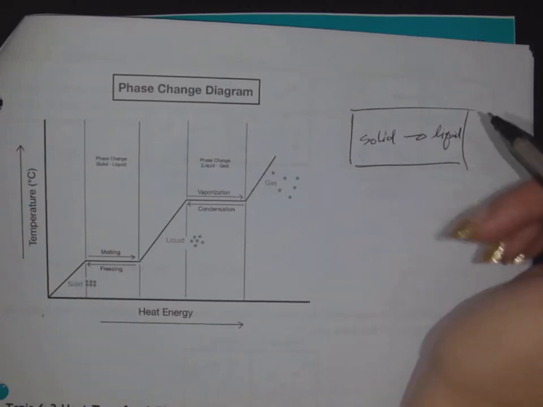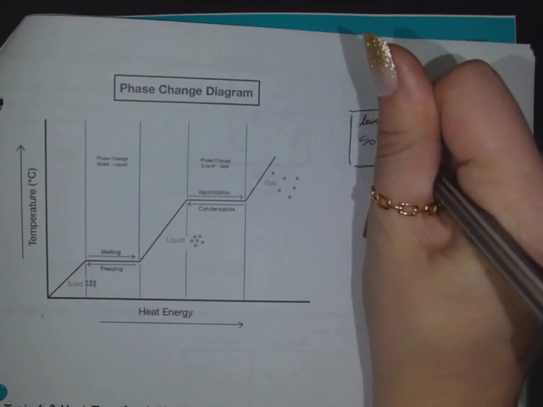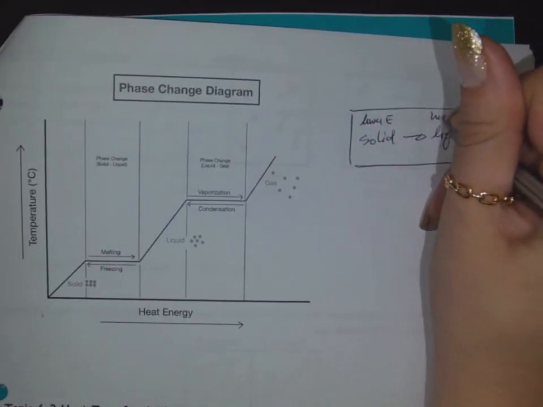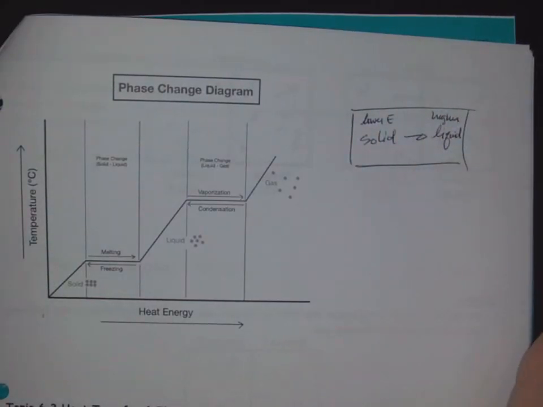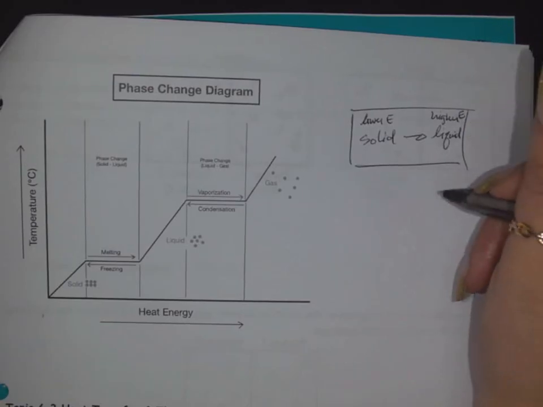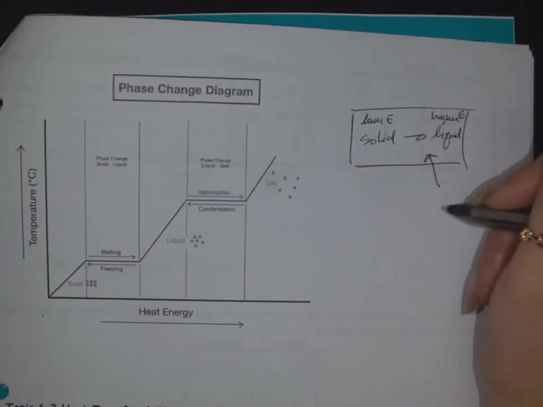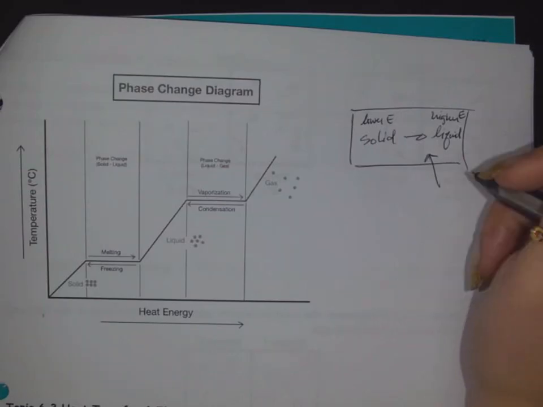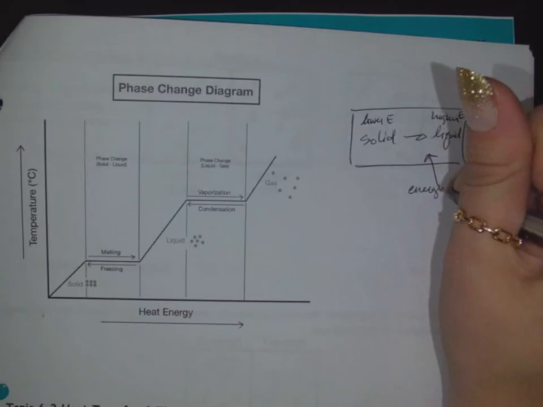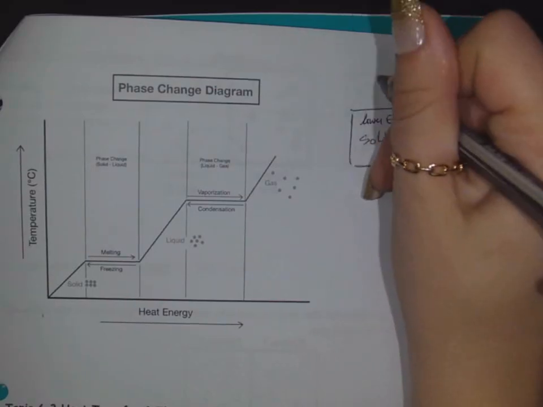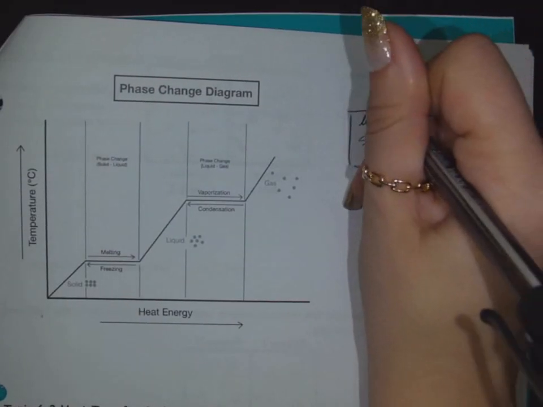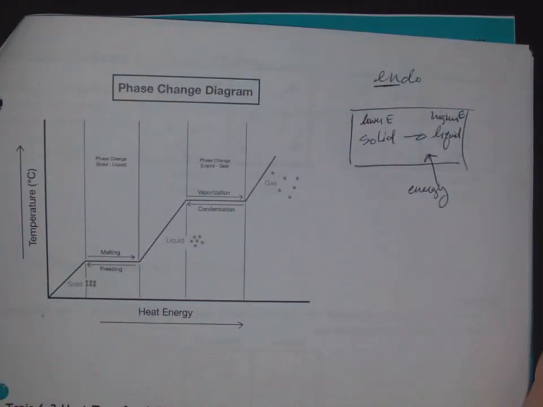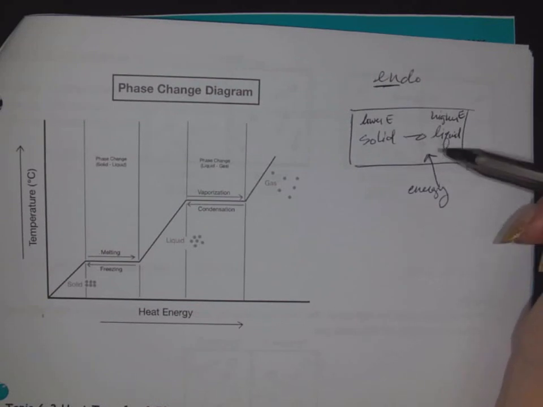So if I'm going from a solid to a liquid, this is lower energy, and the liquid is higher energy. And in order to go from low to high, we need to gain energy. Energy needs to enter the system. Oh, by the way, that's one way I've had students in the past remember endothermic: endothermic, because energy is entering, whereas exothermic, energy is exiting. So energy is going to enter the system.